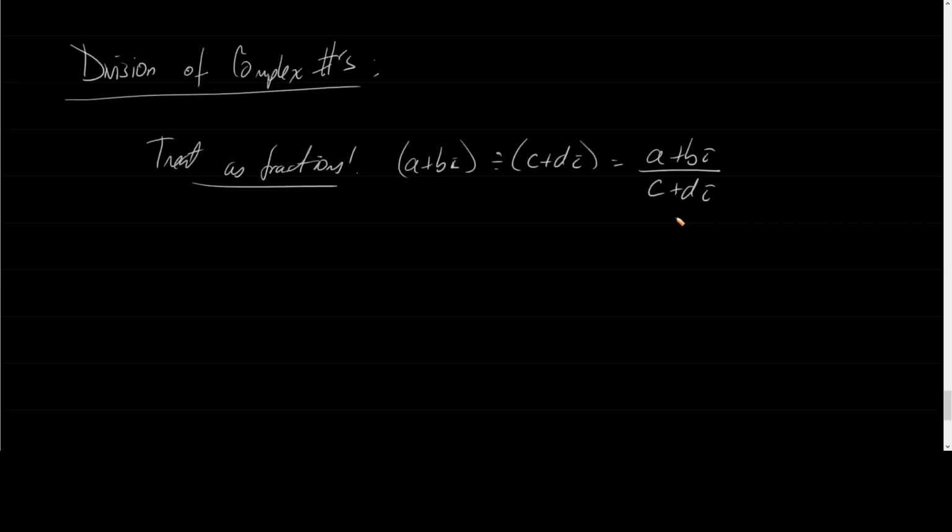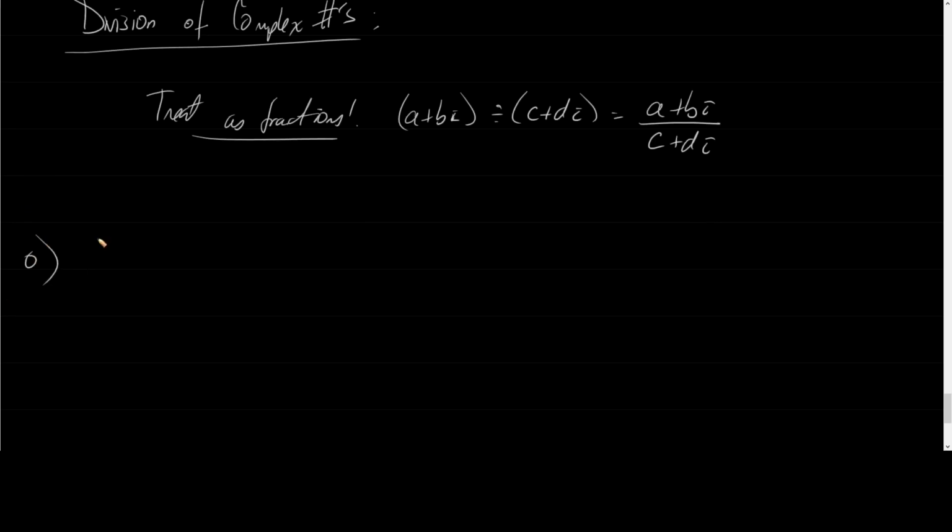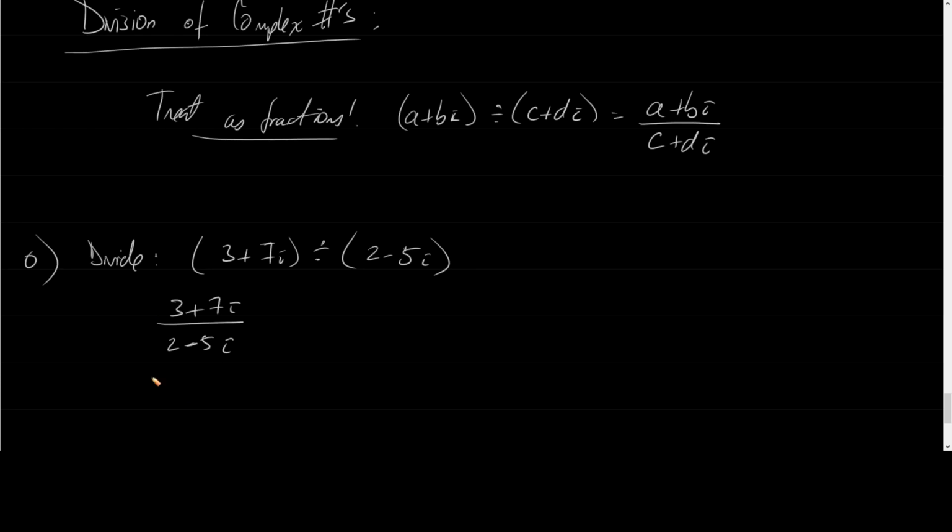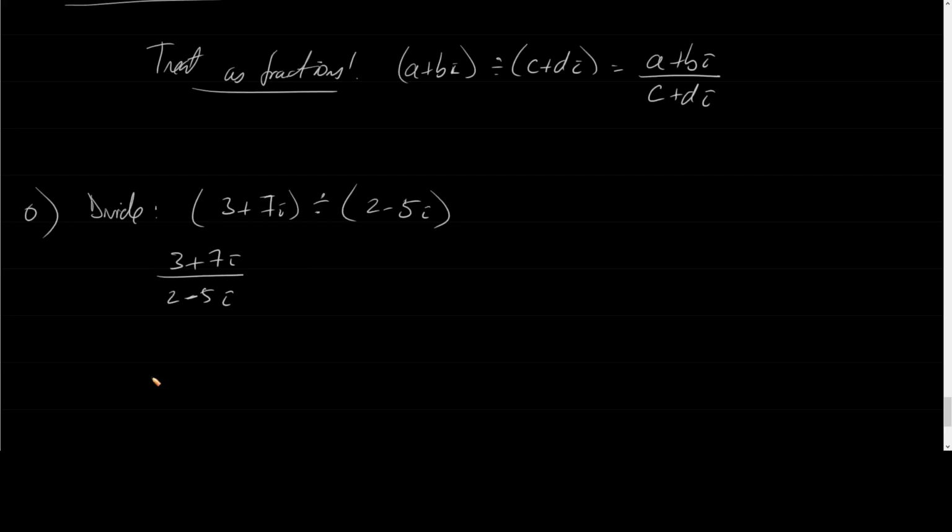So let's see. Let's do 3 plus 7i divided by 2 minus 5i. All right, so in here, I said I'm going to treat them as if it was a fraction instead of division. So 2 minus 5i. But the thing is, we need to have our answer in standard form, right? We know that with complex numbers, we're going to put them in standard form. So what can we do here?